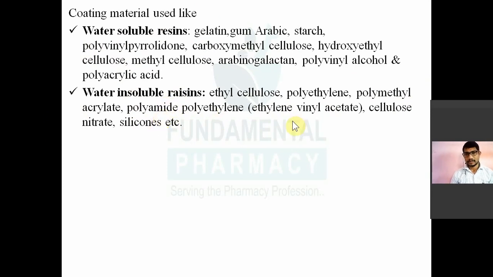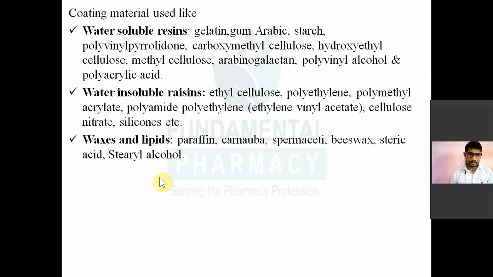And then polyethylene, ethylene vinyl acetate. Then cellulose nitrate and silicones. So these are the water insoluble resins which are used to coat your core material. Those were the water soluble resins. Call them resins or polymers, these are polymers that can coat, and what do you coat? Over the core material.